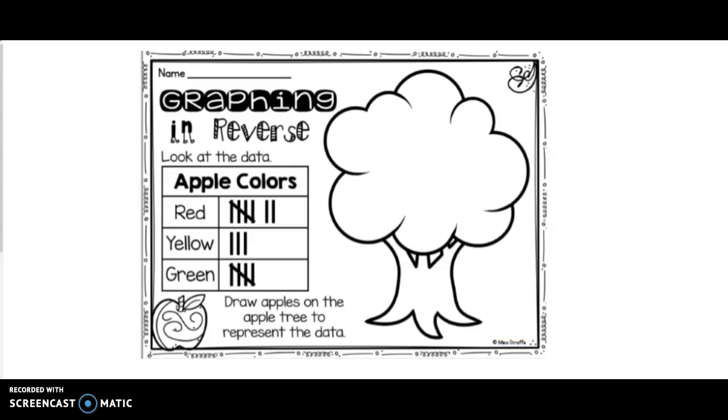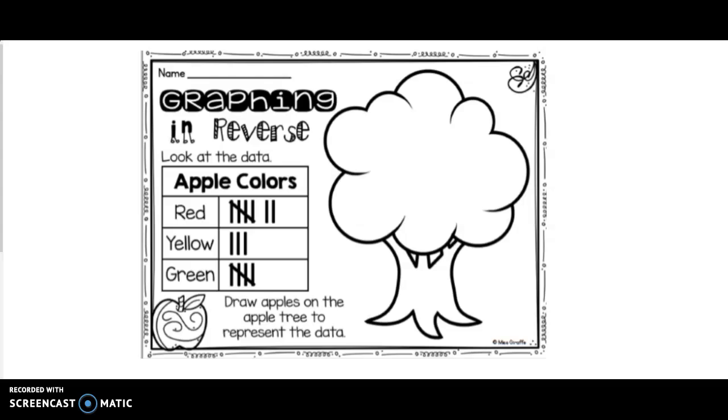Okay, our last assignment on paper for the week is called graphing in reverse. Now, when we hear the word reverse, we should be thinking backwards. When you do something in reverse, it's when you do it the opposite way. So previously, we had been used to looking at a picture and then creating a tally chart or a bar graph out of it. Today, we are given the tally chart or bar graph, and we are going to take that and turn it into a picture.